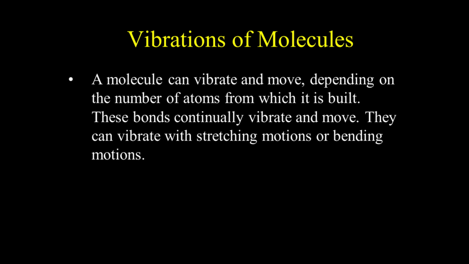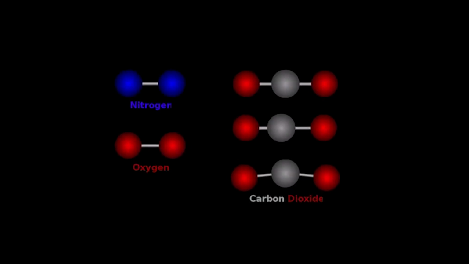A molecule can vibrate and move, depending on the number of atoms from which it is built. These bonds continually vibrate and move. They can vibrate with stretching motions or bending motions. Let's watch some 2-atom and 3-atom molecules in motion. These molecules are nitrogen, oxygen, and carbon dioxide.